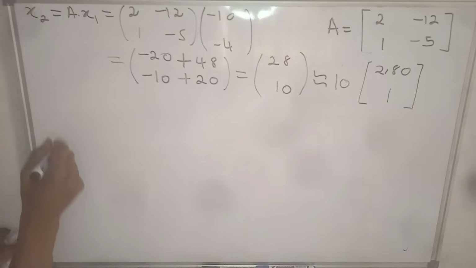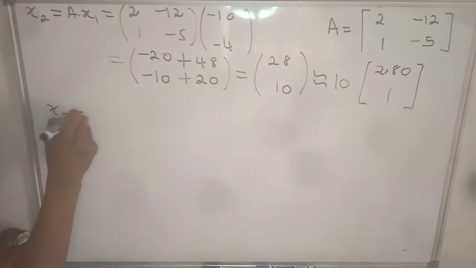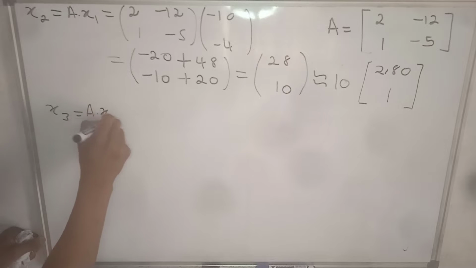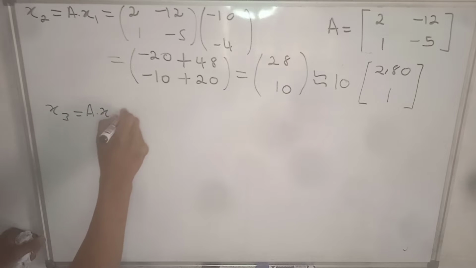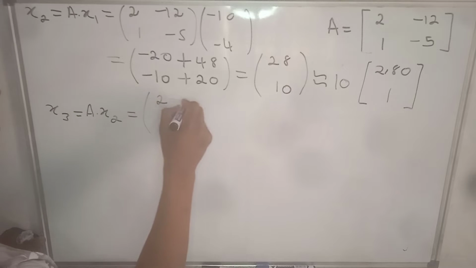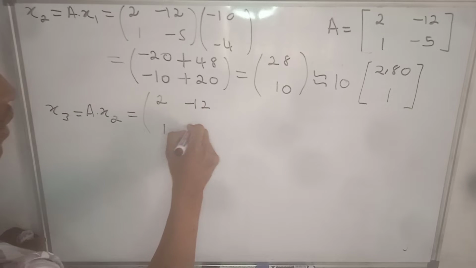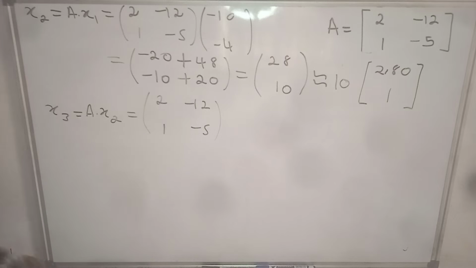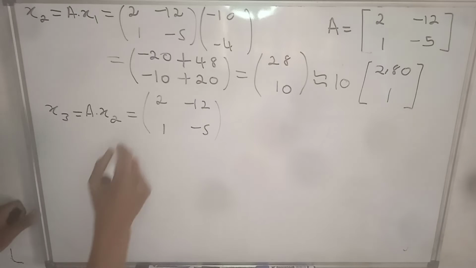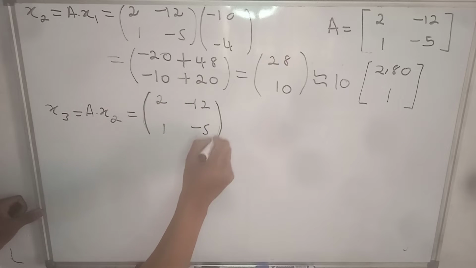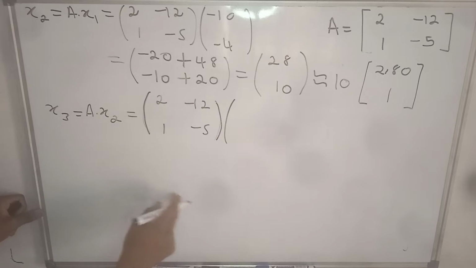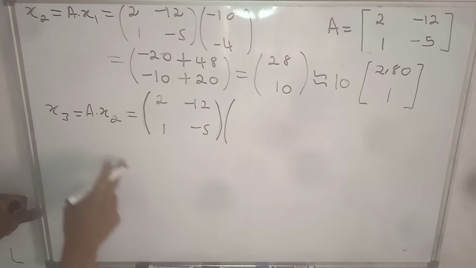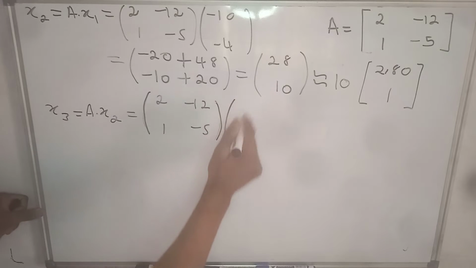Let's check out the third. So x3 equals A times x2. Our original matrix is [2, -12; 1, -5]. The second iteration was 28 and 10.